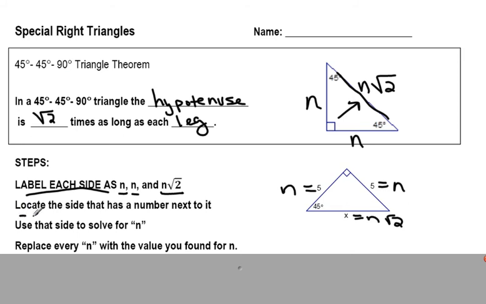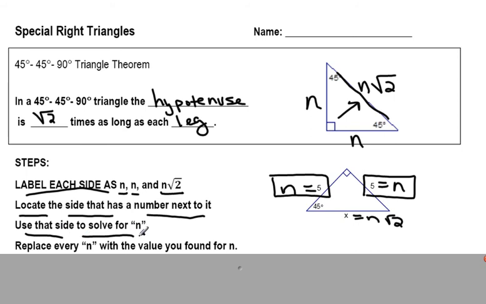Our next step is to locate the side that has a number next to it. So there's two of them. There's this side and there's this side. Use that side to solve for n. When we say solve for n, we want to say n equals. That's our goal in each of these problems, to find out what n equals. And in this case, we see clearly that n equals 5.